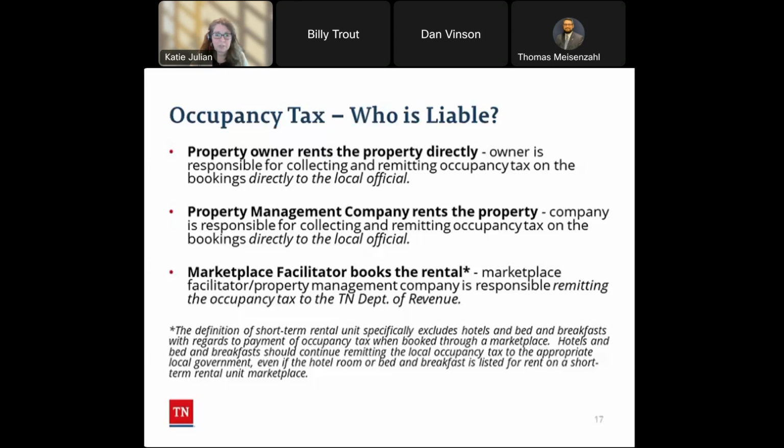So an asterisk here that you see, the definition of short-term rental unit specifically excludes hotels and bed and breakfast with regards to payment of occupancy tax when booked through a marketplace. Hotels and bed and breakfast will always remit local occupancy tax to local government directly, not through the marketplace. Sometimes, in this day and age, a lot of bed and breakfast and hotels even are using short-term rental marketplace facilitators, but they should continue to collect and remit occupancy tax directly to the local official.